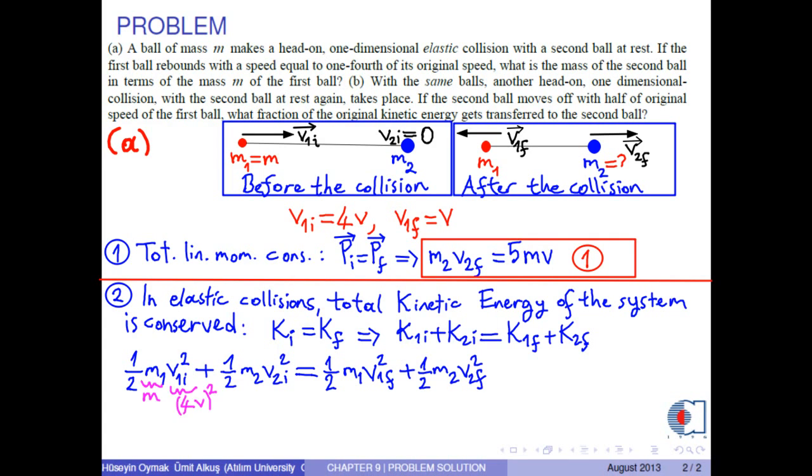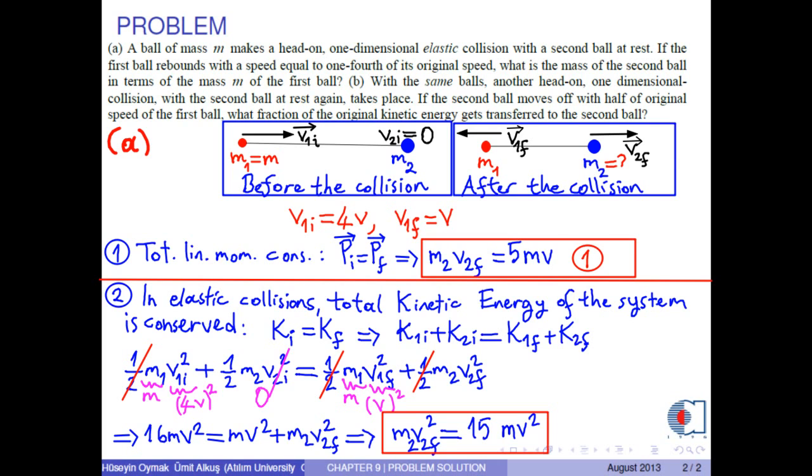Initial speed of the first ball is 4v and initial speed of the second ball is 0. Final speed of the first ball is v, and after the cancellation of 1/2 on both sides, we obtain 16m times v squared equals mv squared plus m2 v2f squared. mv squared goes to the left hand side, so we obtain m2 times v2f squared equals 15m times v squared.